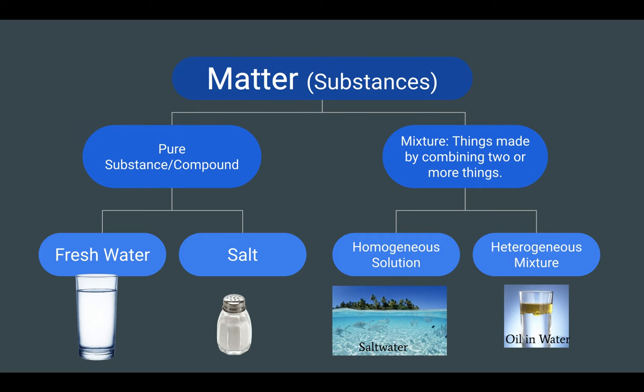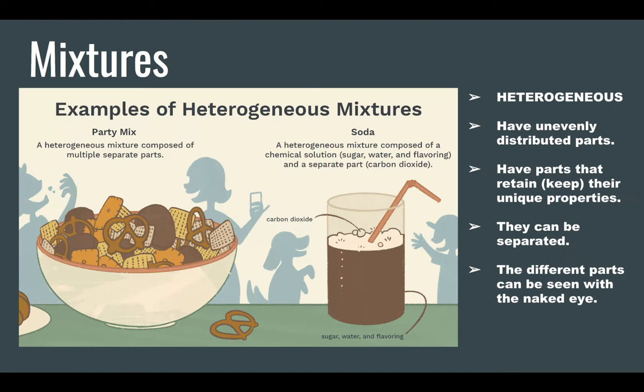But if we take two pure substances like water and salt and we mix them together, we get a mixture. A mixture is two or more pure substances combined. Now, if I mix my fresh water and salt, I get a homogeneous solution, salt water. Some things, though, when we mix them together, they don't mix very evenly. Those are heterogeneous mixtures. So let's talk about those heterogeneous mixtures first.